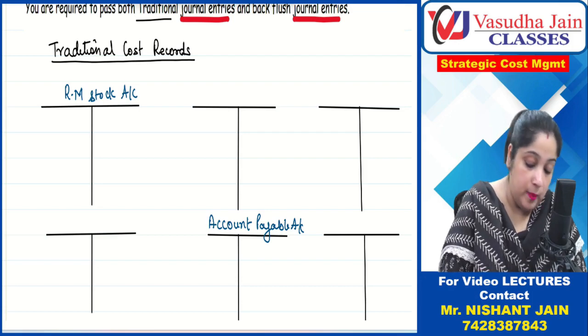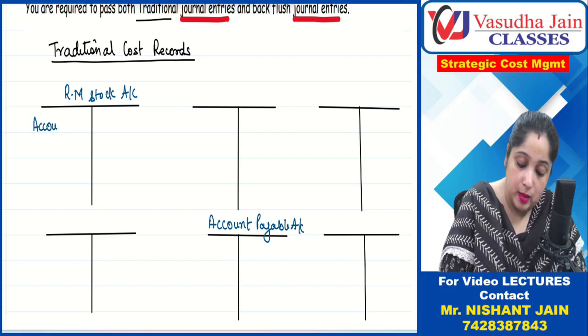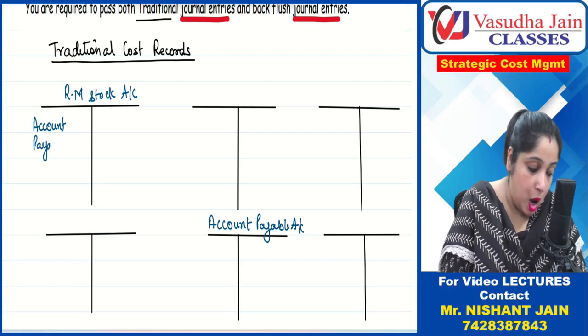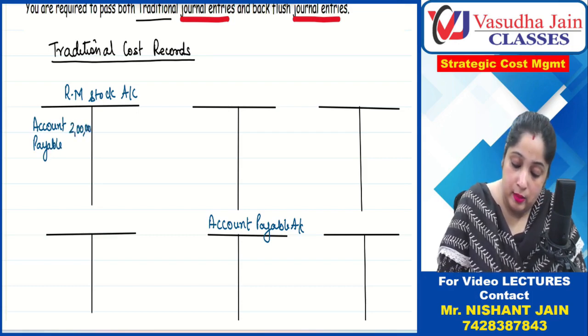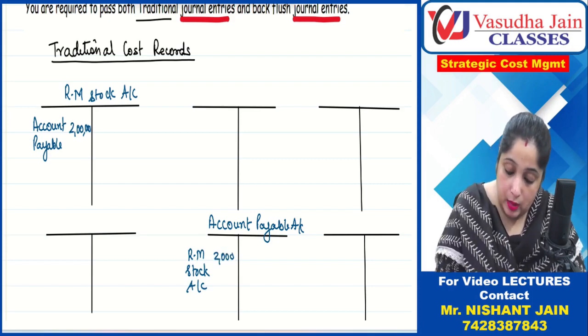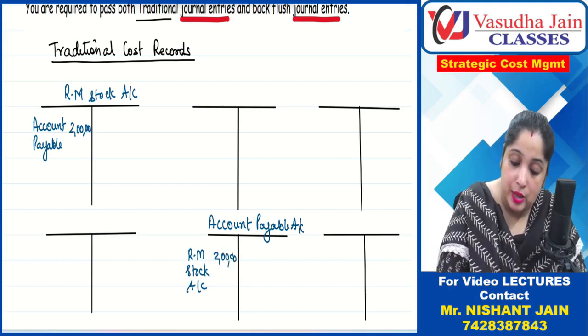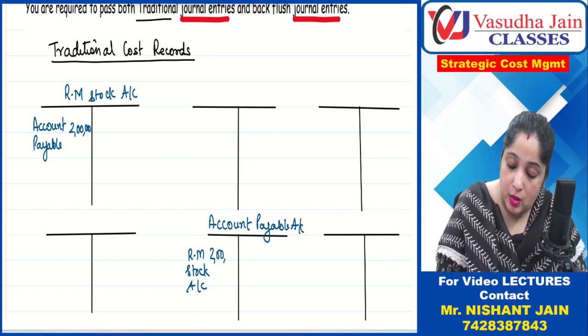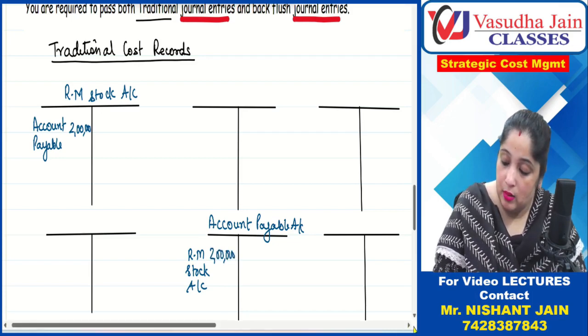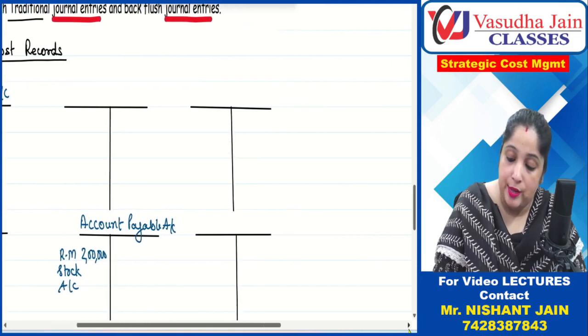This is going to be raw material account payable. How much raw material you have purchased? 2 lakh. And here it will be written raw material stock account, right? And a similar journal entry can also be passed. So we can simultaneously pass the journal entries also, because we are asked to pass journal entries. Your raw material stock is increasing, so entries are journal entries.